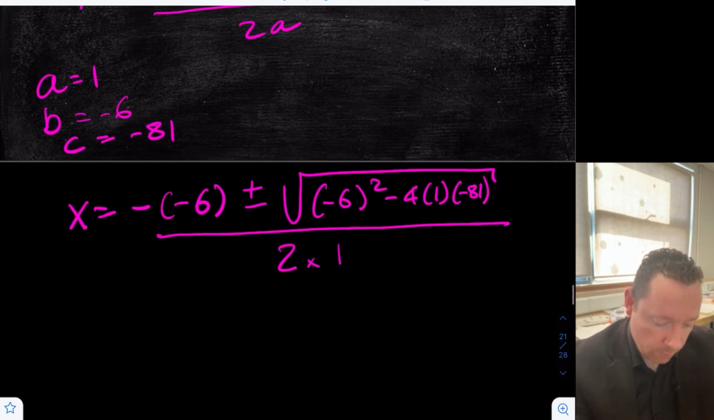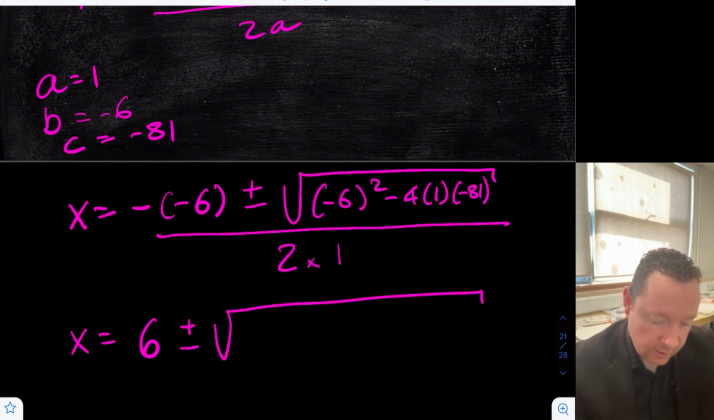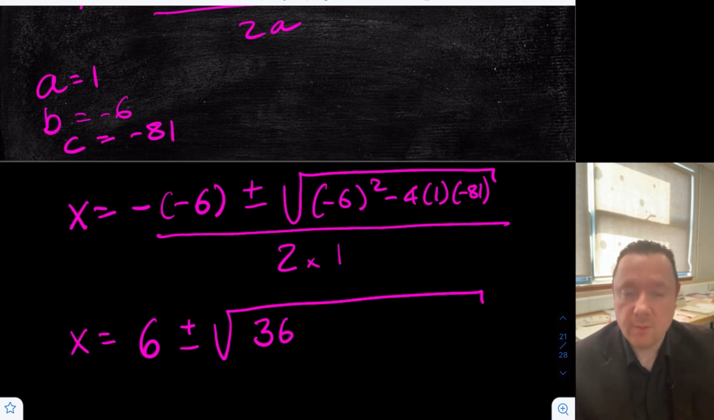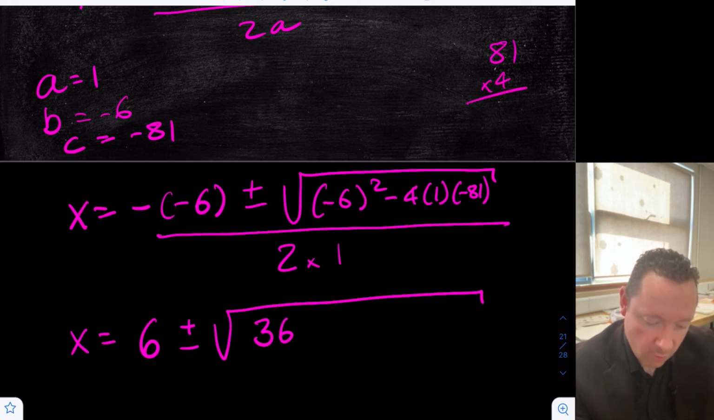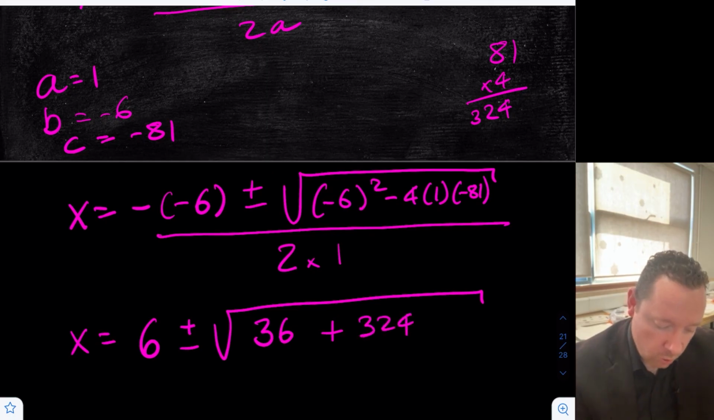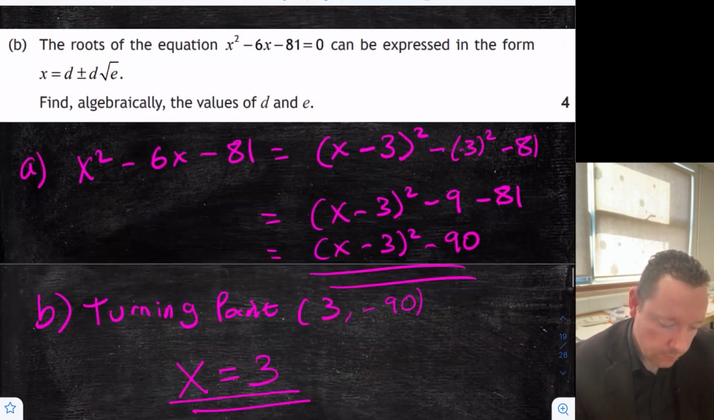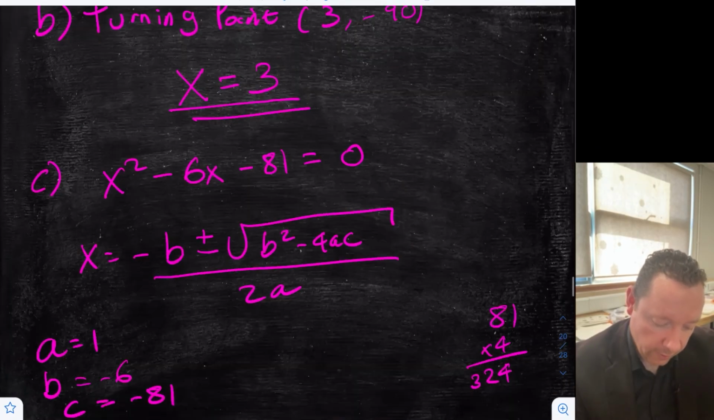So watching out for minuses. Minus 6 is positive 6, plus or minus the square root of 6 times 6, which is 36, minus times a minus is a plus. 4 times 81, well, you might need to do that sum at the side, but if you have to, just do this. 4 1s is 4, 4 8s is 32. And it's a minus times a minus, so it's a plus 324. 2 times 1 is 2. We have to get it down to d plus or minus d root e.